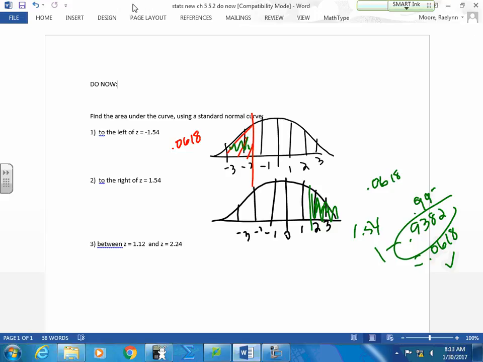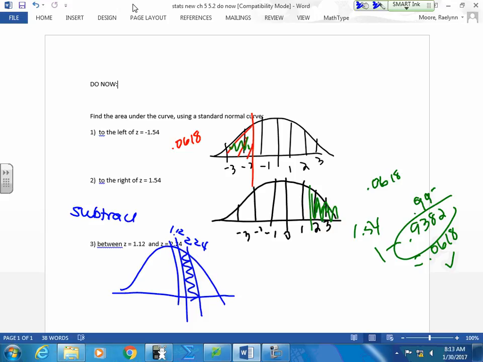The in-between. What's the rule with the in-between? What do I do? Subtract what? With the z-score? The areas. So I've got 2.24 out here, and I have 1.12. I want this area in between. I'm going to subtract my areas, not my z-scores. Because what happens is, this is this one area, this is this guy's area, so this is what's in common. So if I subtract it out, I'm left with the guy in the middle.